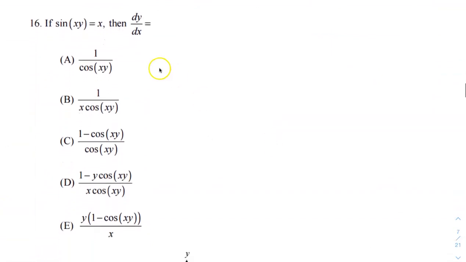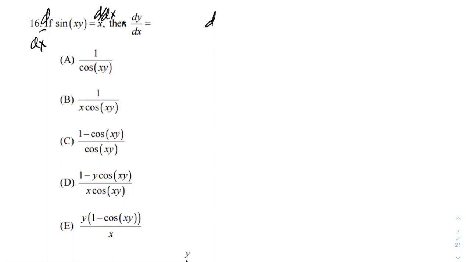16. If sine of xy equals x, then find dy dx. So this is a separable differential equation thing, or implicit differentiation, I should say, actually. So we've got to take a derivative of both sides with respect to x.